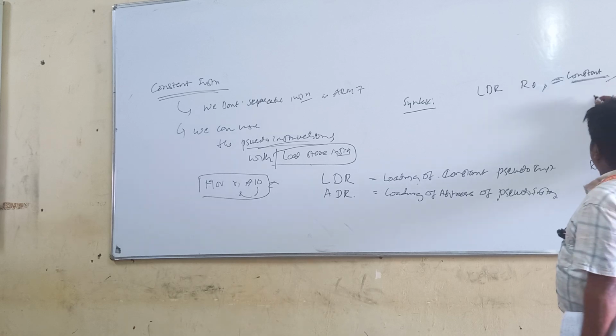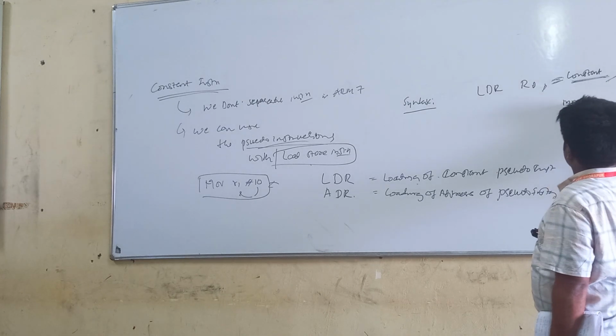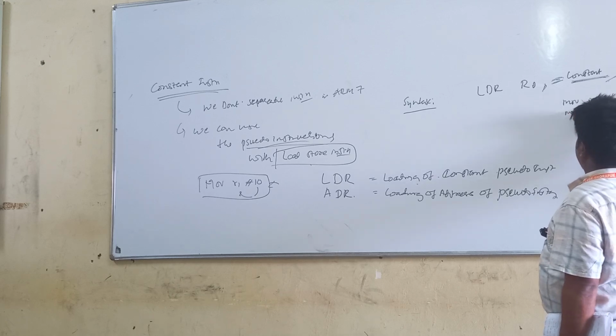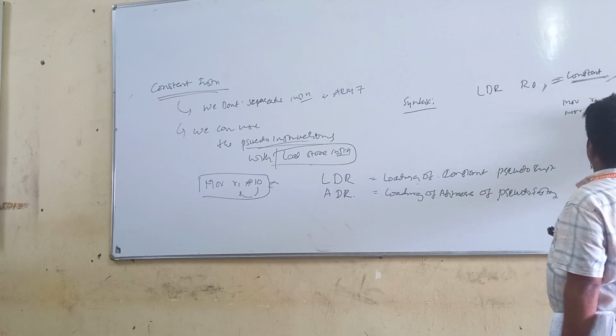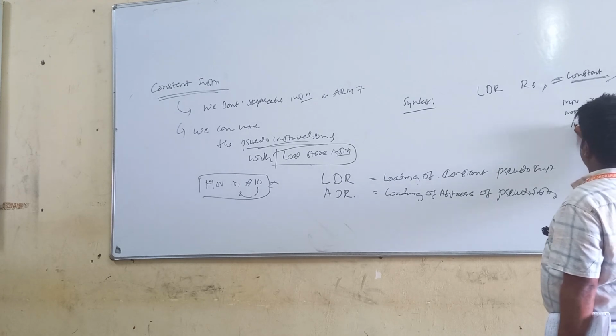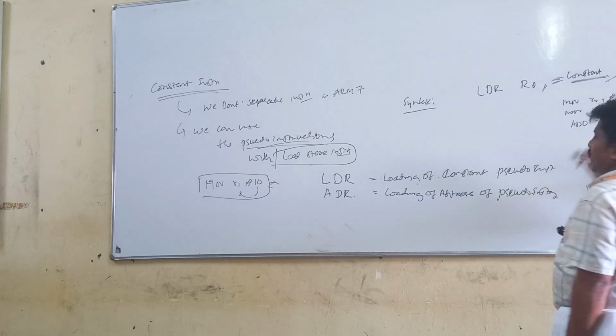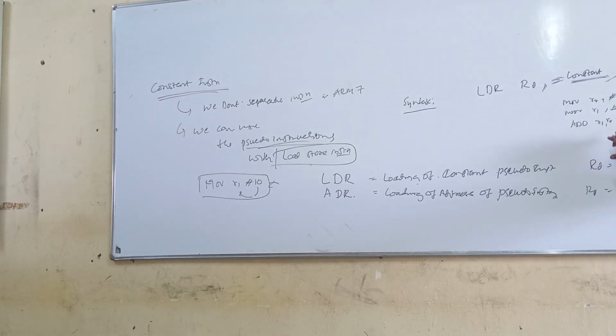For writing there, we write the move of r1 with the hash of 10, and the move of r1 with the hash of 05, then add r1 with r0. There we are writing like this. In the program we write it like this.